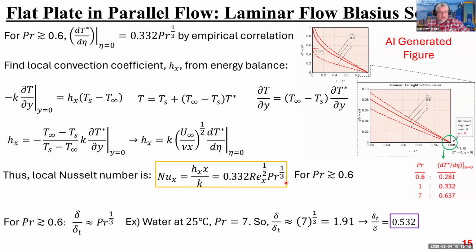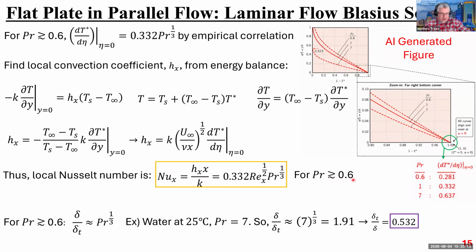This is my heat transfer correlation for laminar flow over a flat plate, right? We just literally derived it almost from scratch using the Blasius solution. It's awesome, incredibly powerful. There is a caveat, which is that the slope of this temperature is only true for Prandtl number greater than 0.6. So this correlation is only true for Prandtl numbers greater than or equal to about 0.6.